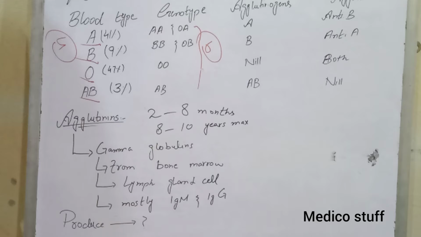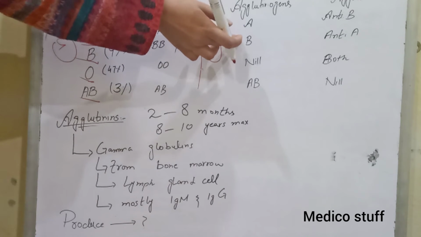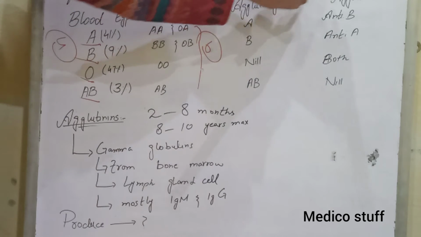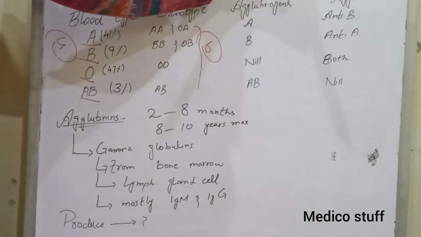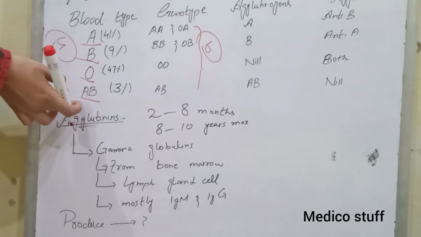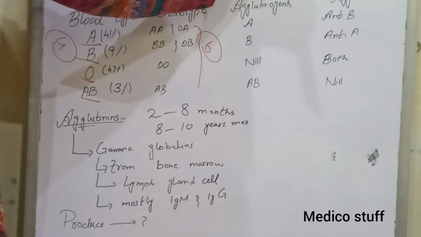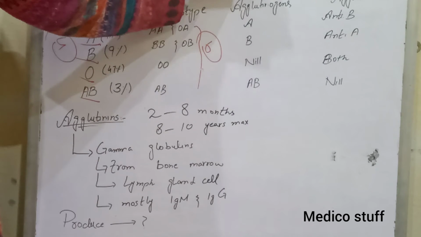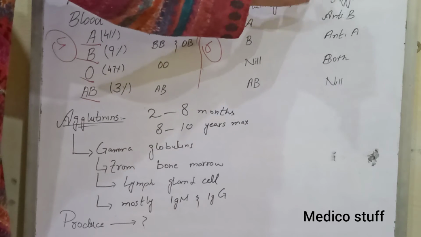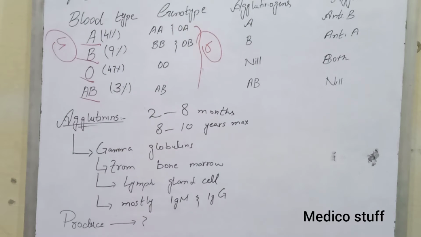Now, if we are having B genotype, then what type of agglutinogens will be present on RBC? It will be of type B. If we say that B is round, so this is type B. And now if we say that there is AB, means both antigens are present over the surface, then there will be one A, one B, then again A and B. Okay, so this is AB.